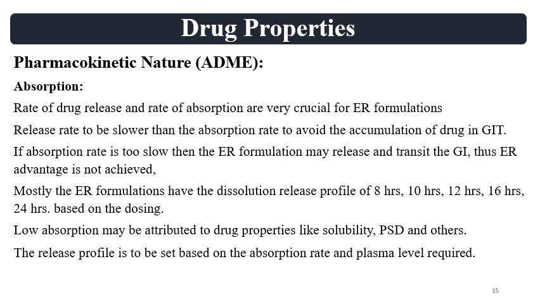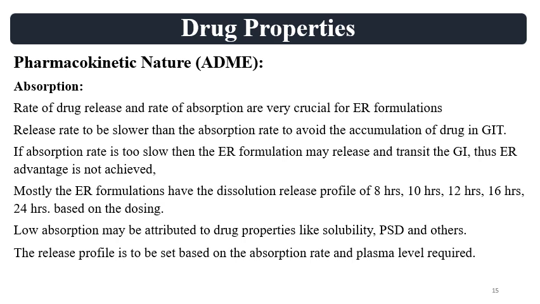Release rate should be slower than the absorption rate so that you can avoid the accumulation of drug in the GIT. For example, if you are releasing 1 mg drug per minute, and if it is not getting absorbed, then it will stay in the GI and it will behave like an IR formulation because the dose is done but still it is not getting absorbed. So always there should be a release rate slower than the absorption rate.